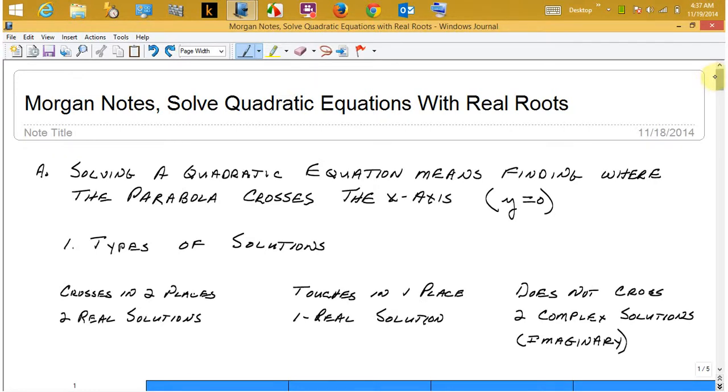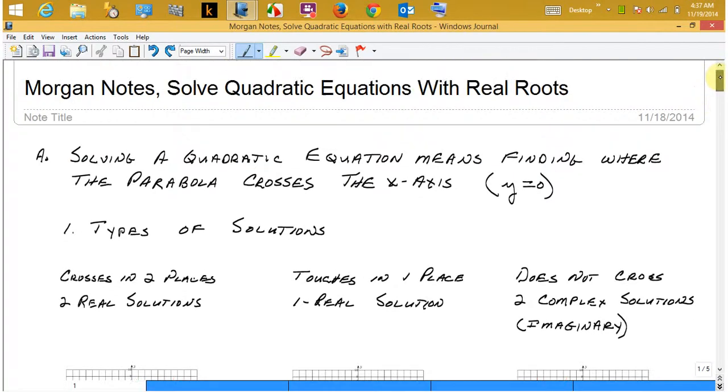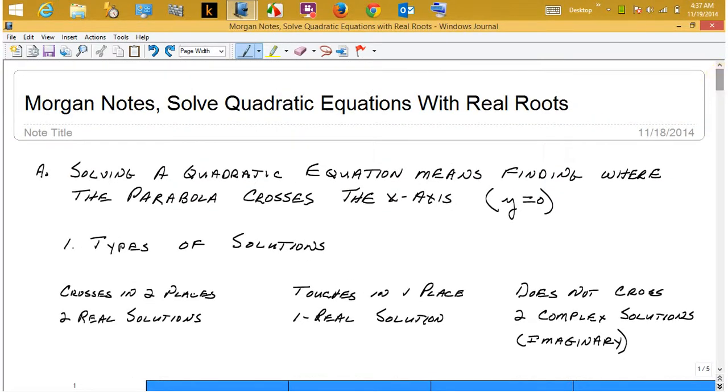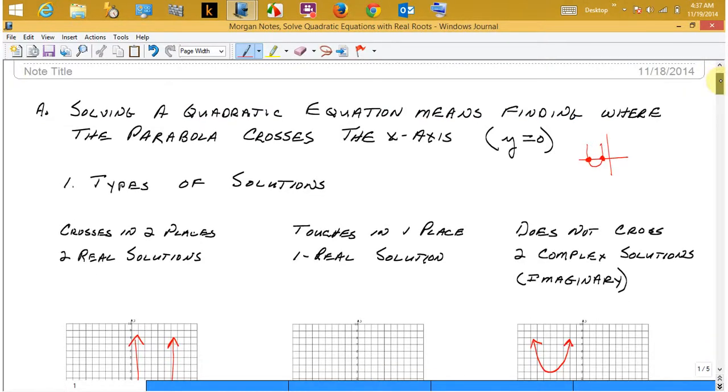In this video, we're going to solve quadratic equations, and we're going to solve the type that have real roots, and we'll talk about that in just a second. First thing is that when we solve a quadratic equation, what that means is we're actually going to find out where the parabola crosses the x-axis. So, for example, if I have a parabola and it's crossing the x-axis, what we're looking for is the 2 points where it crosses the x-axis like that. And those are called the solutions of the equation.